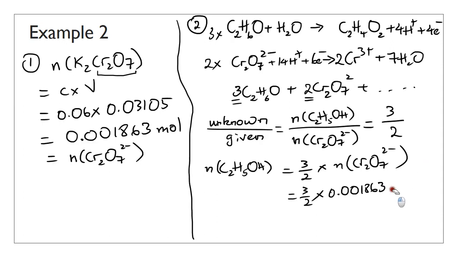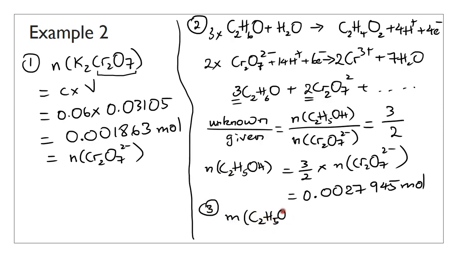I'm just going to write the answer in here because I think I need a little bit more space. 0.002795. So this is the number of mole of ethanol. You're almost done now. You just need to find the mass of ethanol, and then you can find the percentage mass by mass. So mass of ethanol is just number of mole times molar mass. The molar mass of ethanol is 46, but you can work it out yourself.